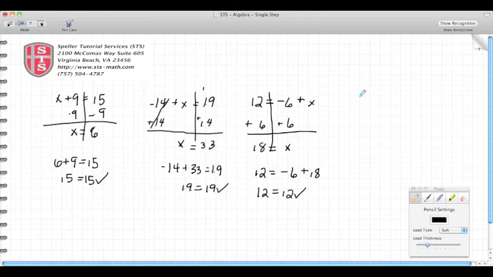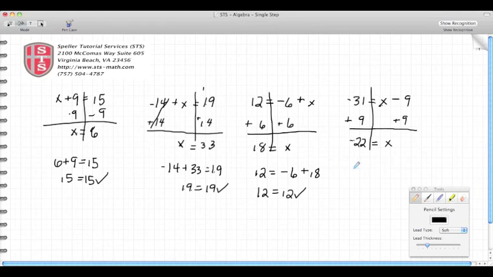And the last example for this video, negative 31 is equal to x minus 9. Again, separate my two expressions. To isolate the x, I need to add 9 to both sides. Negative 31 plus 9 is going to leave me with a negative 22, and that's what x is equal to.